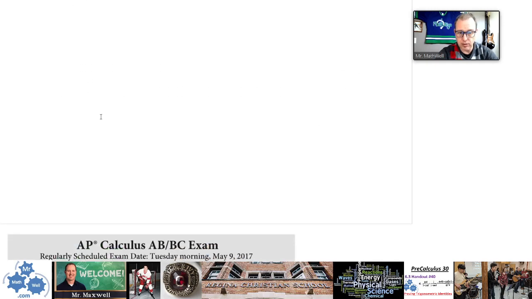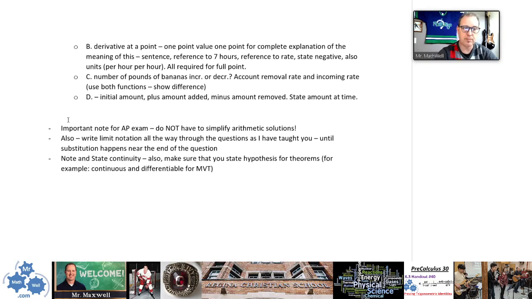Some other important notes, and I'm getting almost done this part. I've mentioned this already: you don't have to simplify arithmetic solutions. You don't have to reduce fractions. Don't go the extra mile to make sure that everything is just right simplification-wise. Just stop when you have your arithmetic explanation.